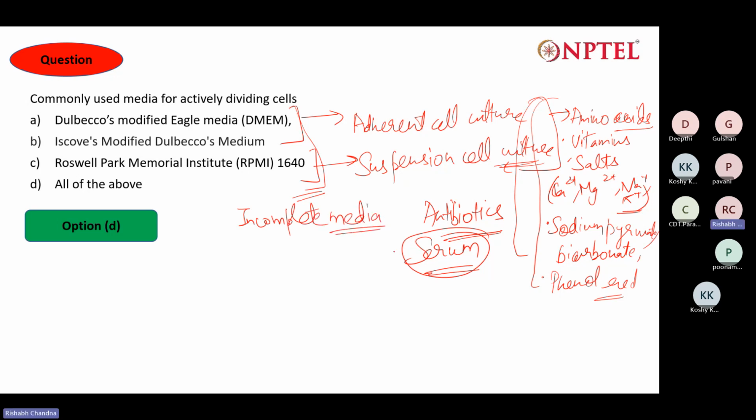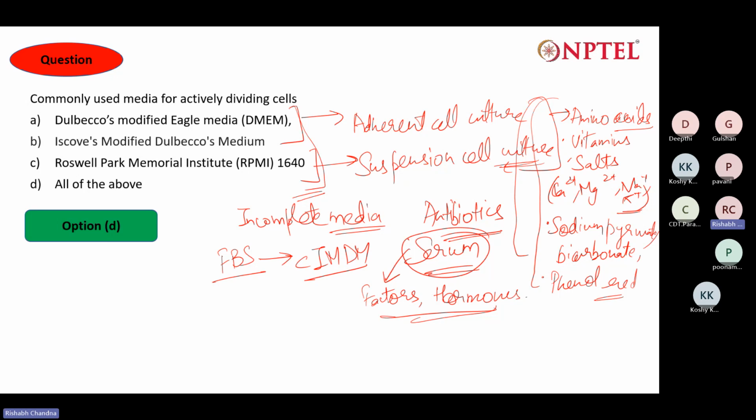And when we add serum, like in our cell culture we use FBS, fetal bovine serum, and after adding this serum to the media, we call it complete IMDM or complete DMEM media. So this serum is particularly a source of growth factors and different hormones that provide the nutrients to the growing cells.